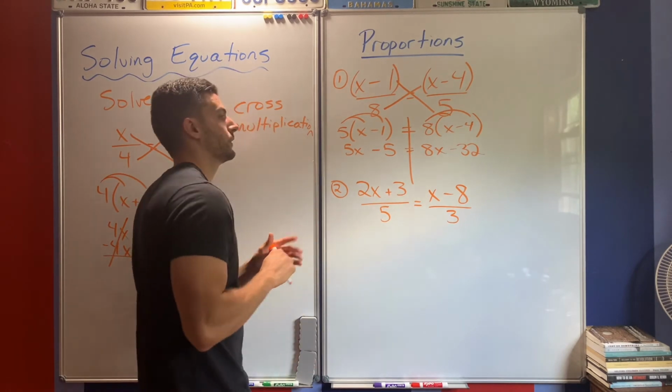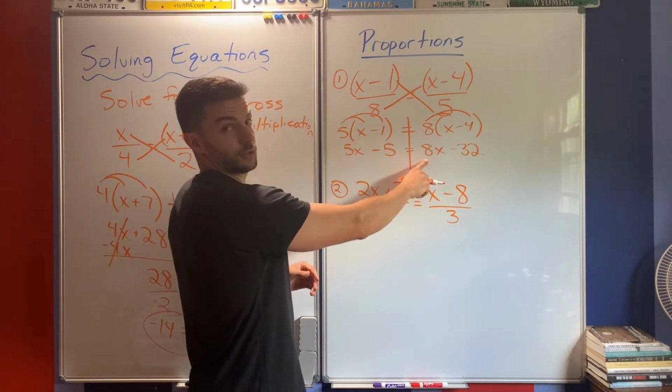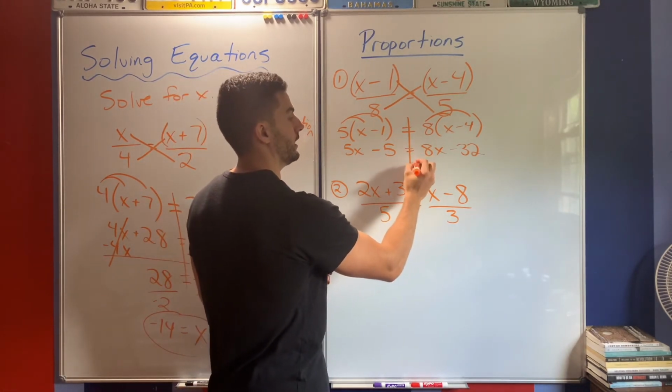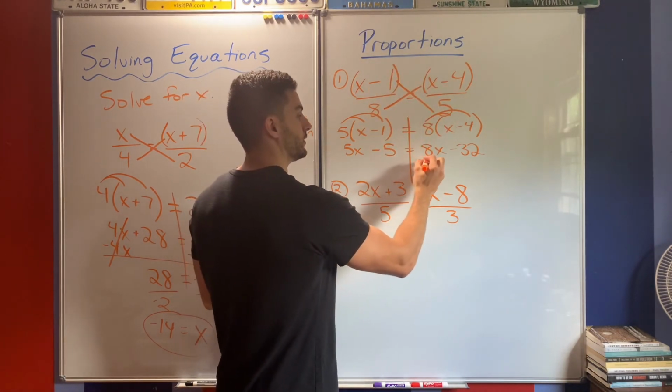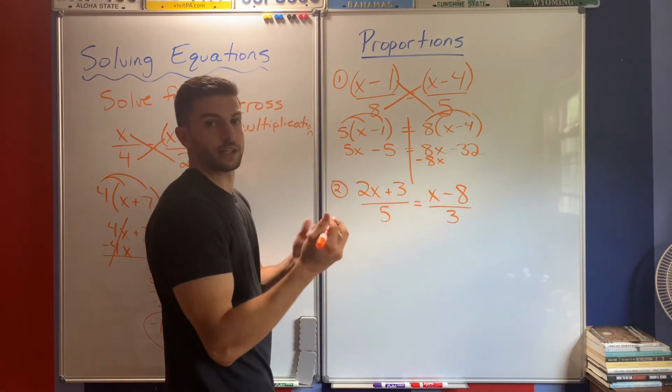Either way, you should end up with the right answer. Okay. So what I'm going to do is I'm going to minus this 8x, because this is positive 8x. So 8x minus 8x will give me 0x, and that'll cancel, right?